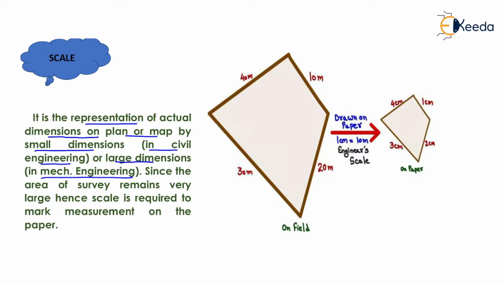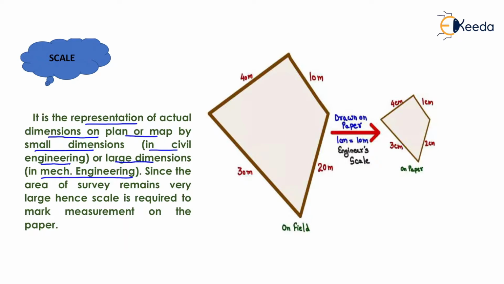our sheet. But in mechanical engineering, the size of object is very small, and if we will plot that size of object directly into the sheet, then we don't get enough information from that sheet or from that drawing. So we will want to use the enlarging scale in mechanical engineering, so that we can get enough information about that object from the drawing.